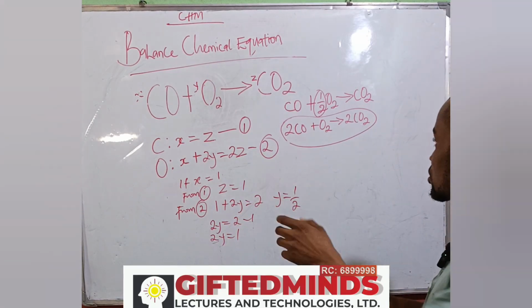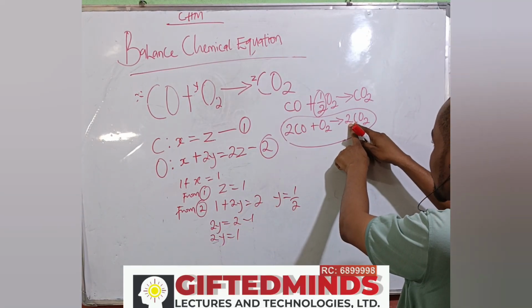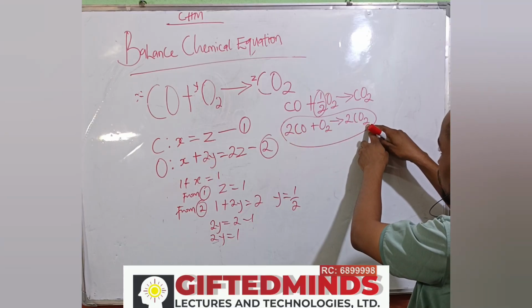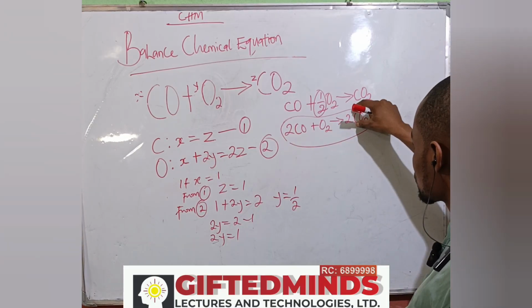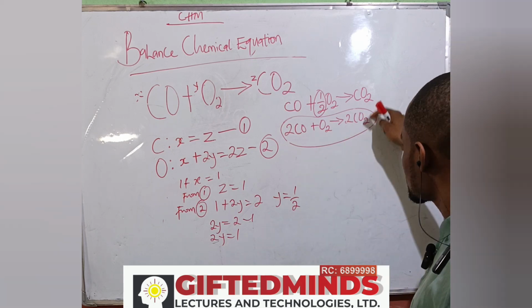Now, don't forget, I said this 2 in front affects both carbon and oxygen. But this small 2 here, which they call a subscript, affects only oxygen. That's why in this place, the carbon is 2, while the oxygen in this place is 4.